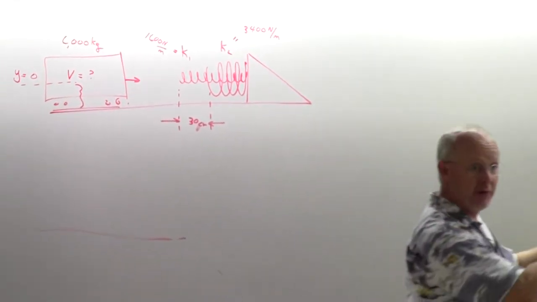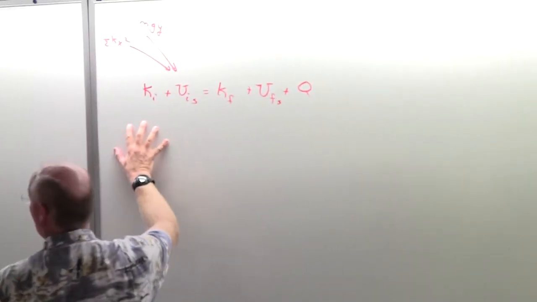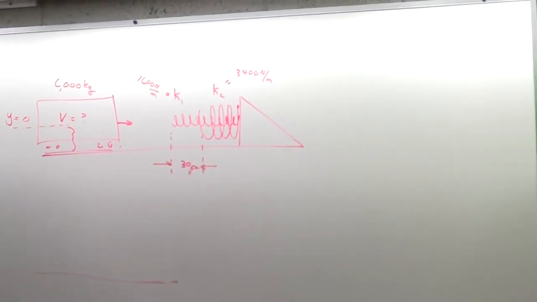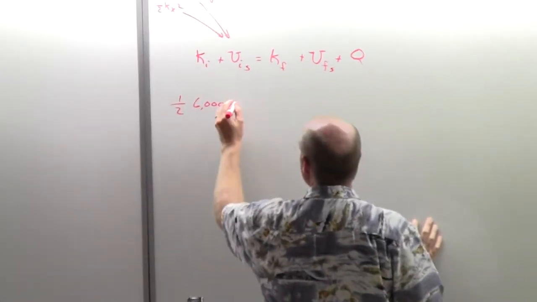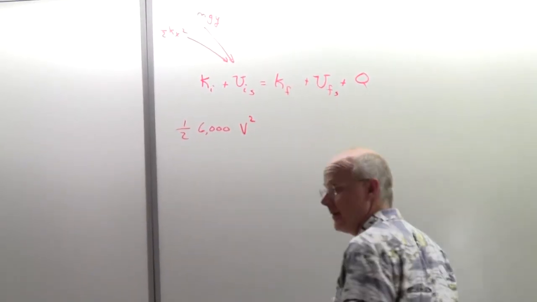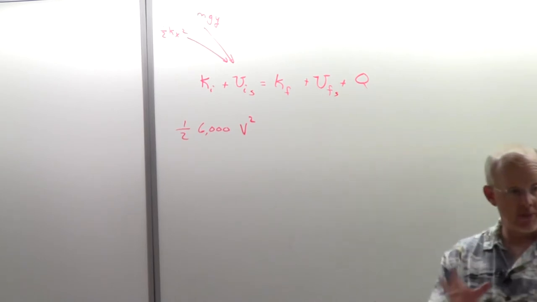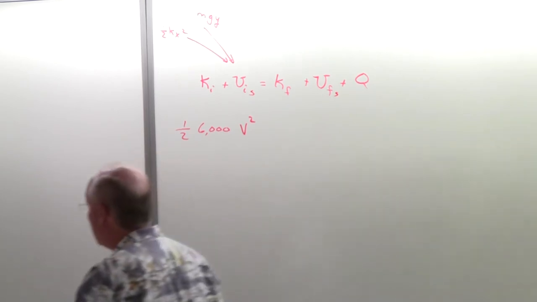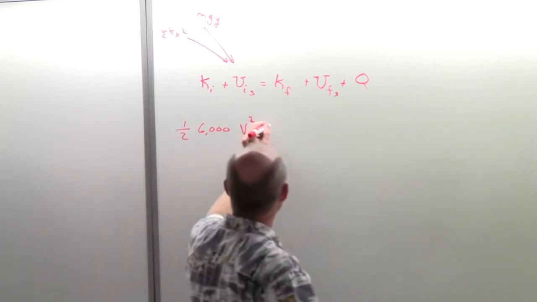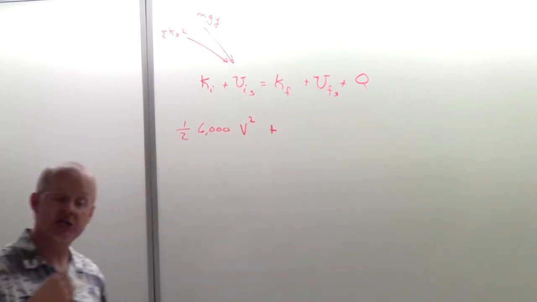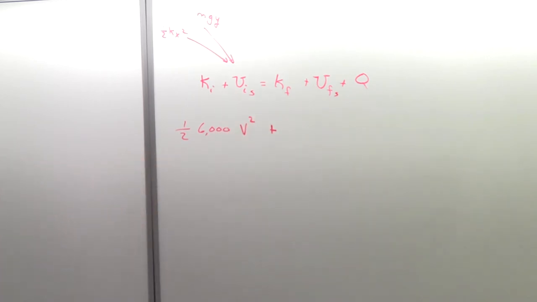All right, so for this case, I would say, what's the initial kinetic energy? Yeah, I guess it would be 1/2 times 6,000 times V squared, right? So there would be the initial kinetic energy. I know its mass, but I don't know its speed. Look at the next term. The next term is the potential energy for the spring. Any potential energy in this spring?